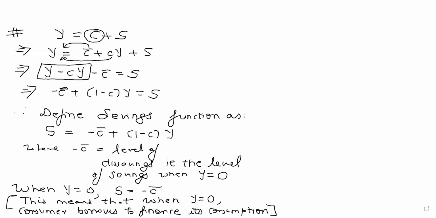Borrowing means negative savings. So I can write in the bracket, borrowings. Your savings is negative, right? When your savings is negative, it means you are borrowing money. You are borrowing money to finance your consumption. Okay. And what is 1 minus C? So I can write here, 1 minus C denotes marginal propensity to save.